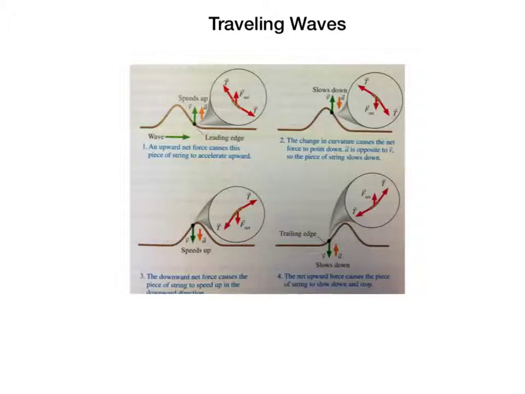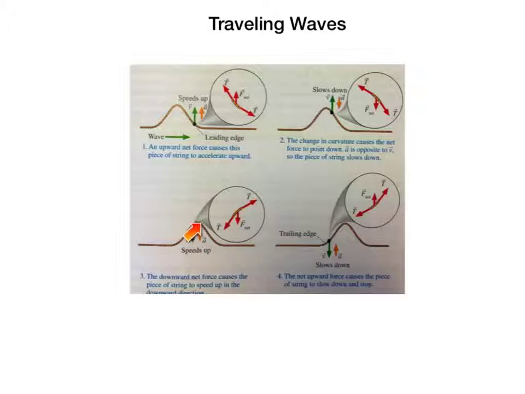We create a disturbance in the string by sending a wave pulse down it. And we're going to follow one little section of that string. Right here at the front where our dot is in this part, this is called the leading edge of the wave. So as that wave pulse reaches that spot, an upward net force causes that piece of string to accelerate upward. The change in curvature causes the net force to point down. Acceleration, again, opposite to the velocity. So the piece of string begins to slow down there at the top.